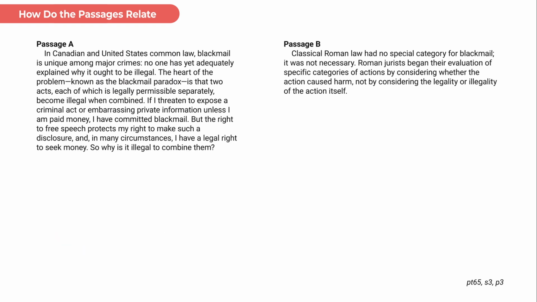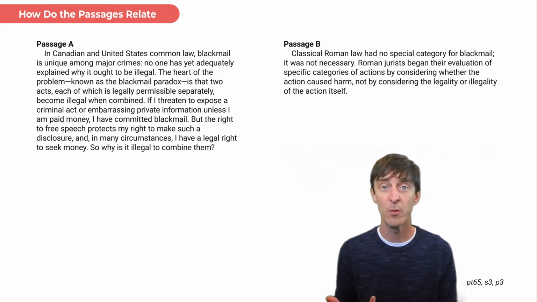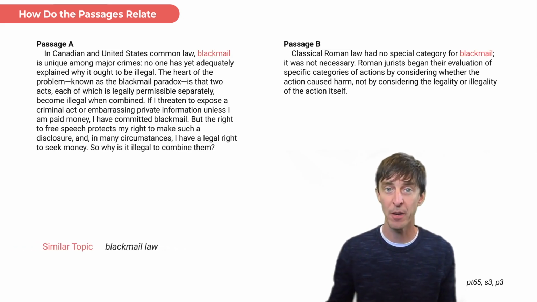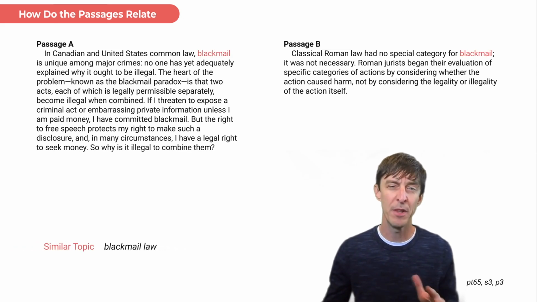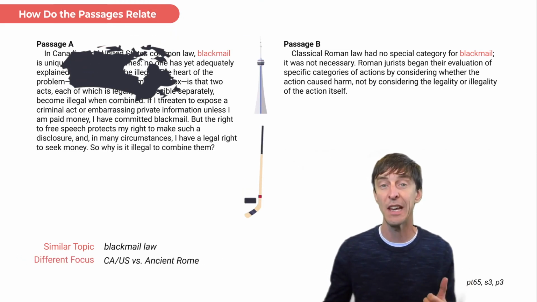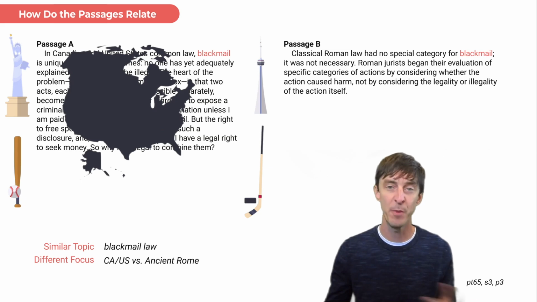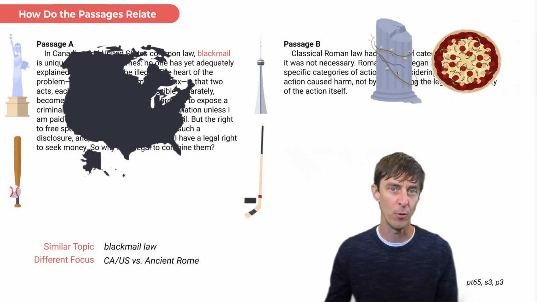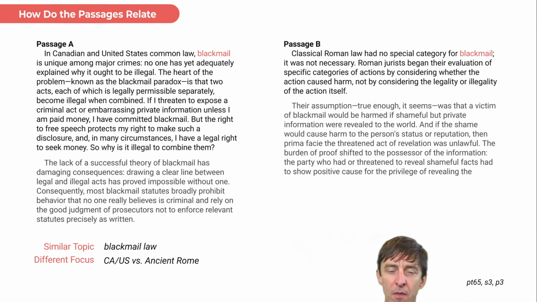Let's try another one. Again, pause the video and try to surmise the relationship from just these first paragraphs. Once again, we see the passages have a pretty similar topic. They're both talking about blackmail, but they do have a different focus, because passage A wants to talk about it in relation to Canadian and US law, and passage B wants to talk about it in relation to classical Roman law. Let's read a little bit farther and see if we see any more connections, any more overlap or disconnect.